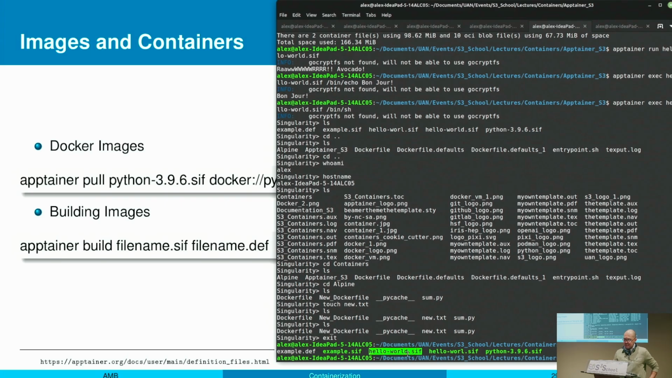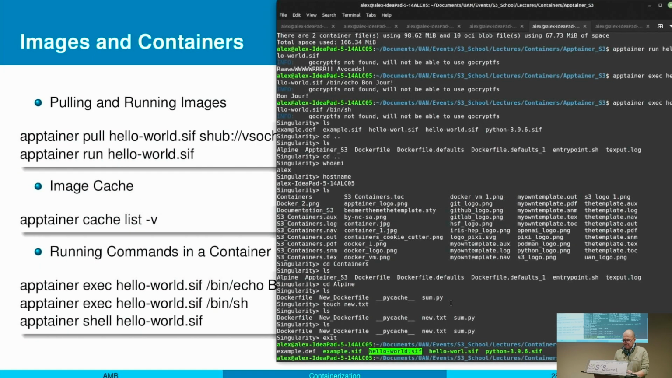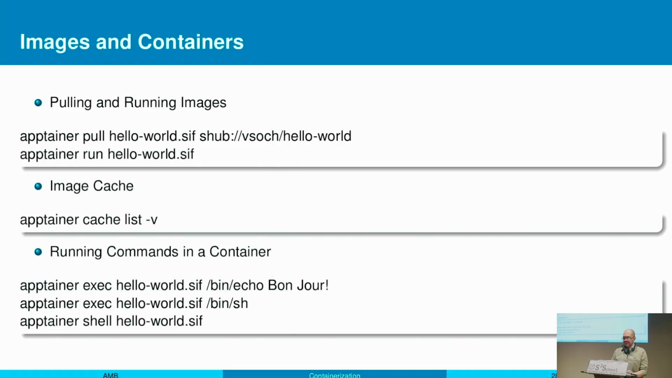This is the image that I put before, hello world. Yep, this is the image that I pulled. And you see it has a .sif extension, which is an extension for Apptainer. But I can also pull images from Docker Hub.